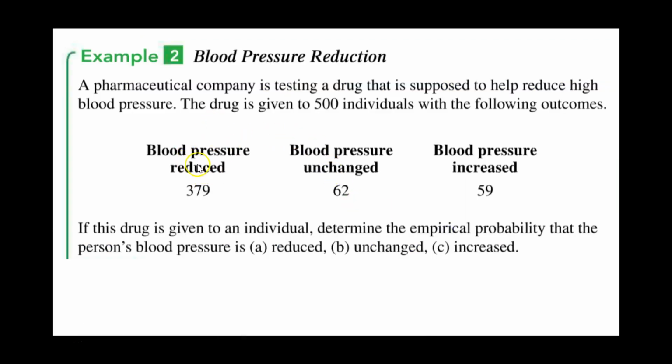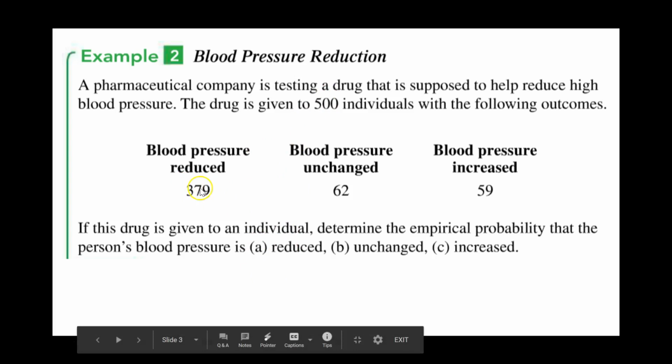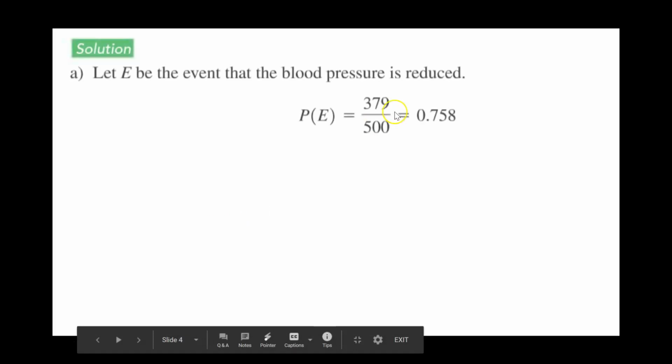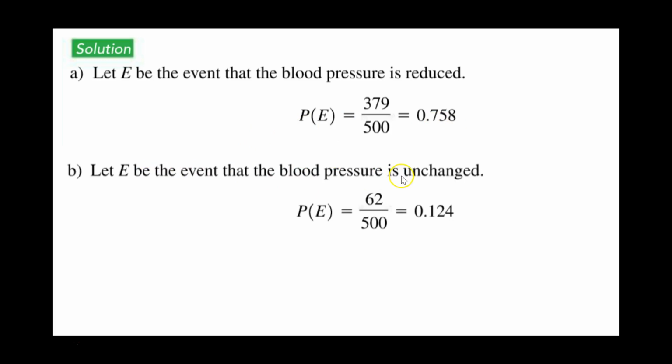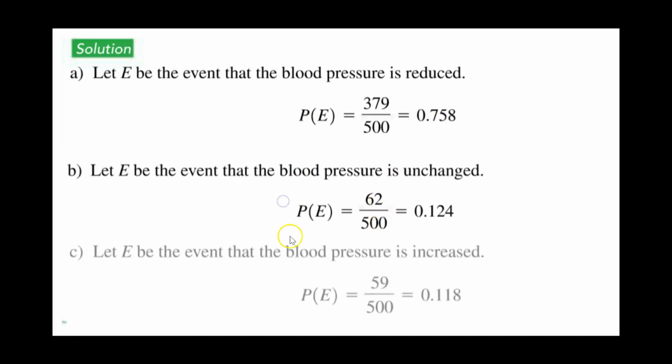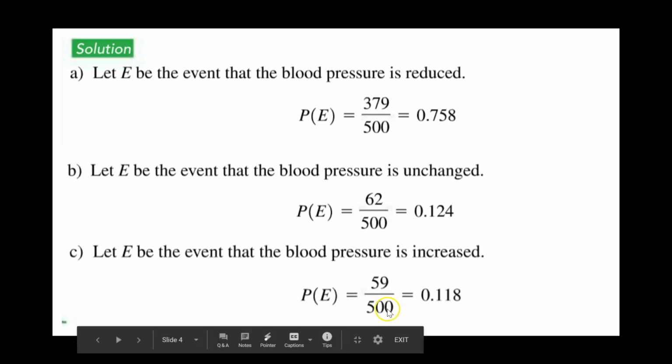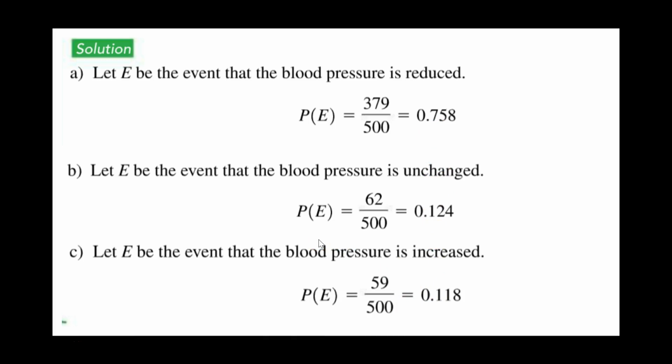Just a few examples. If I wanted to know the probability of blood pressure reduced, blood pressure unchanged, and blood pressure increased, well, we need to know the total, which is going to be 500. So what is the probability of it being reduced? It's going to be 379 over 500 because total goes on the bottom. What we're talking about goes on top. And then you just divide it and you get your probability as a decimal. So what is the probability of blood pressure unchanged? 62 over 500, and so forth. Blood pressure increased, 59 over 500. So these are the answers that you will need to know for my MyMathLab Plus when it asks for the probability.